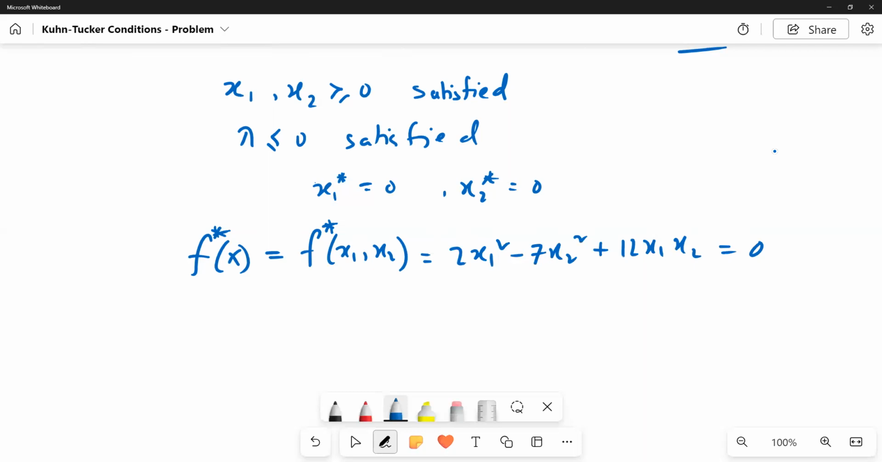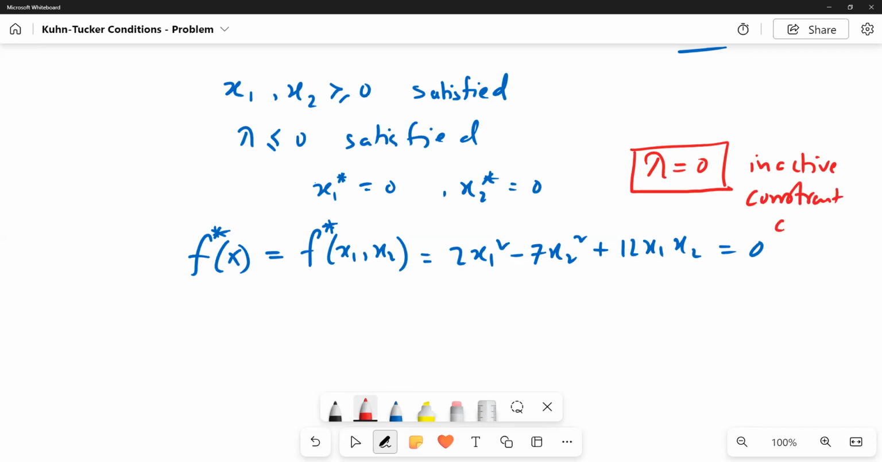But there is a doubt. What is the doubt? The doubt is that lambda is 0, so this condition generally should give an inactive constraint. So with all 0 values, we have to go for the next condition. So check for the next case.